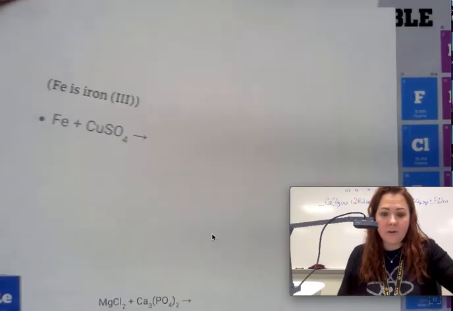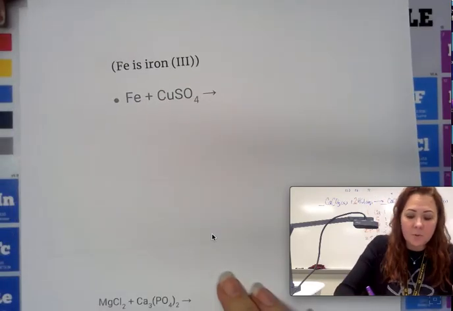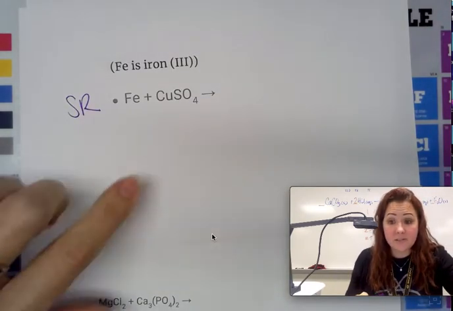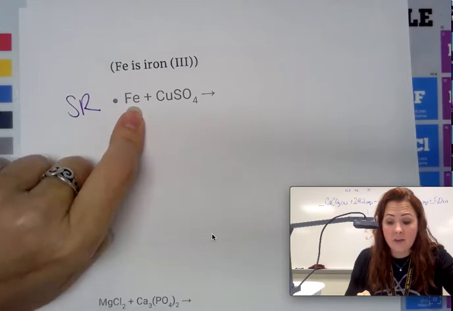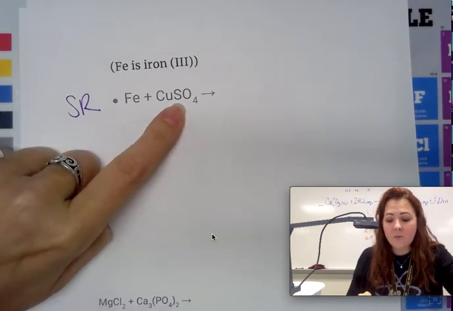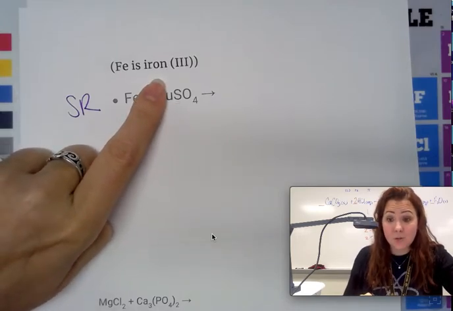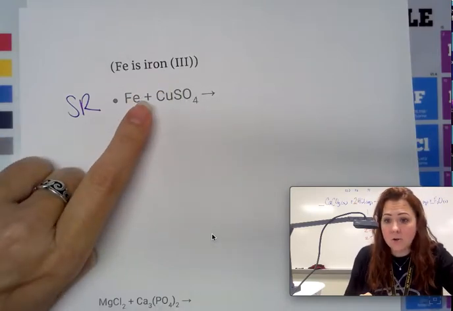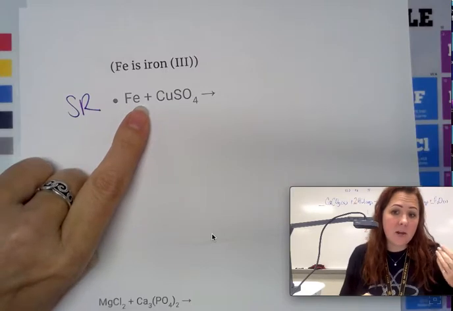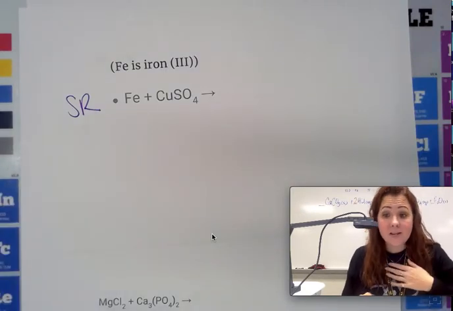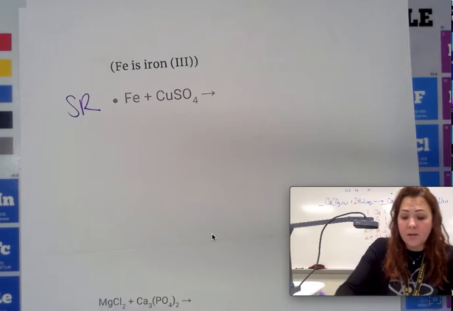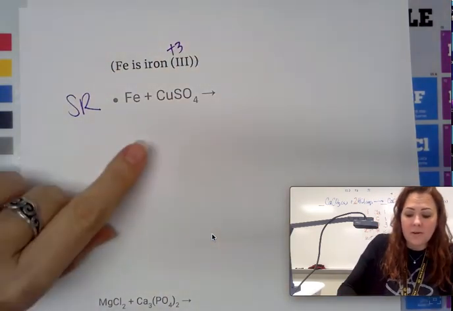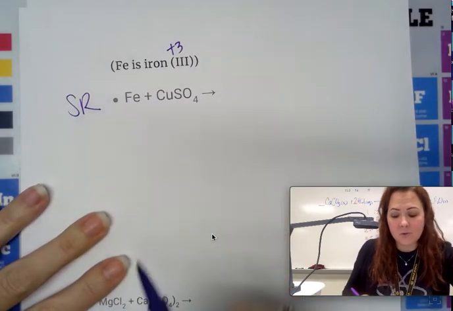The next one down here, this is a single replacement reaction. I know it's a single replacement reaction because I have a single element and I have a compound. Now here I had to give you extra information. Iron is a transition metal. With iron being a transition metal, it doesn't tell you the charge on the periodic table. It would have to tell you that in the reaction. So in this case, I told you that iron is iron 3, which means that iron has a +3 charge. So when I go to swap and drop that one, it's had a +3.